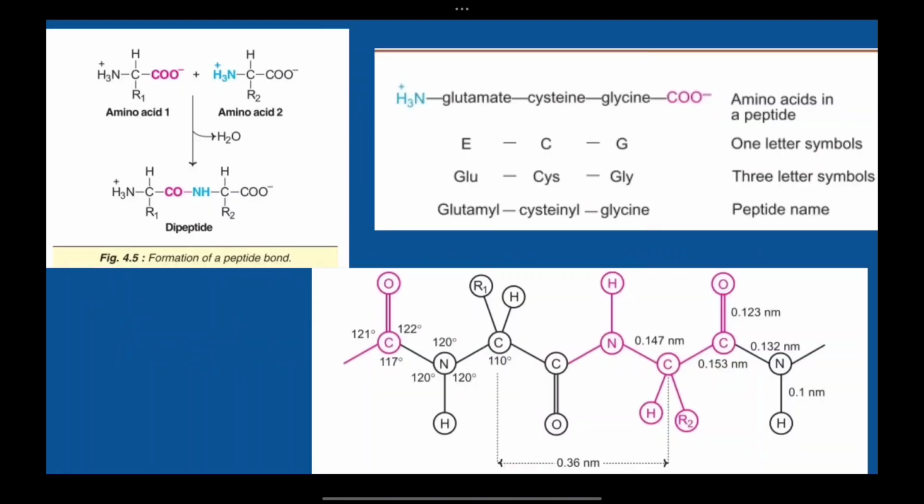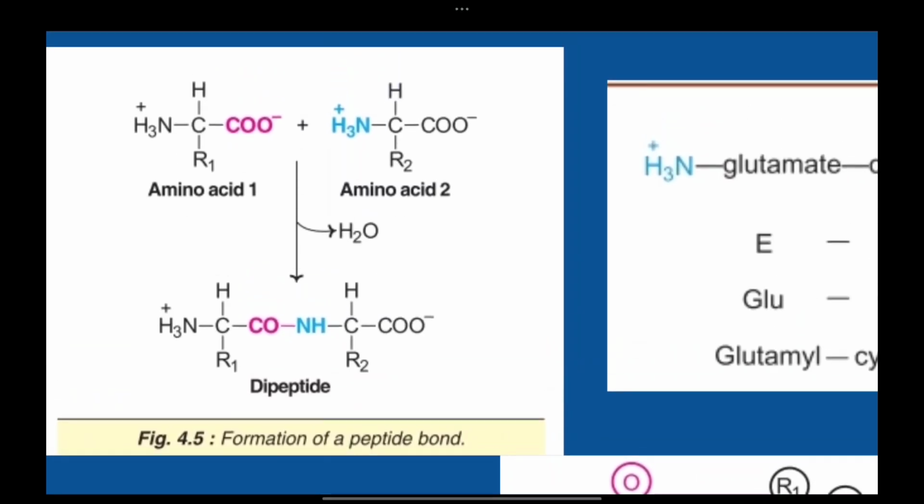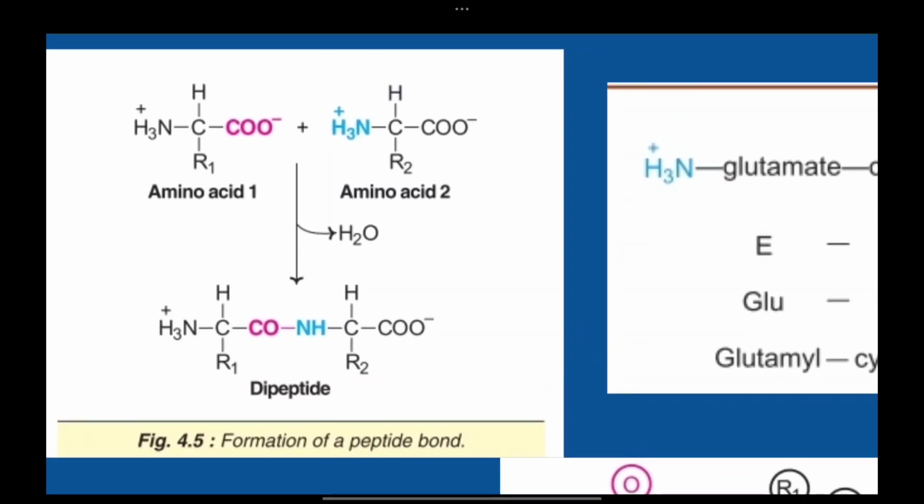So here are a few images of whatever I explained right now. There is the formation of a peptide bond. There is one amino acid and another amino acid, each with a C terminal and an N terminal. Together they are bonded, with the hydrogen removed as a water molecule, and a dipeptide is formed. So a carboxylic group and an amino group are linked together to form a dipeptide, or a peptide bond. The hydrogen that you see on both sides is removed as a water molecule.